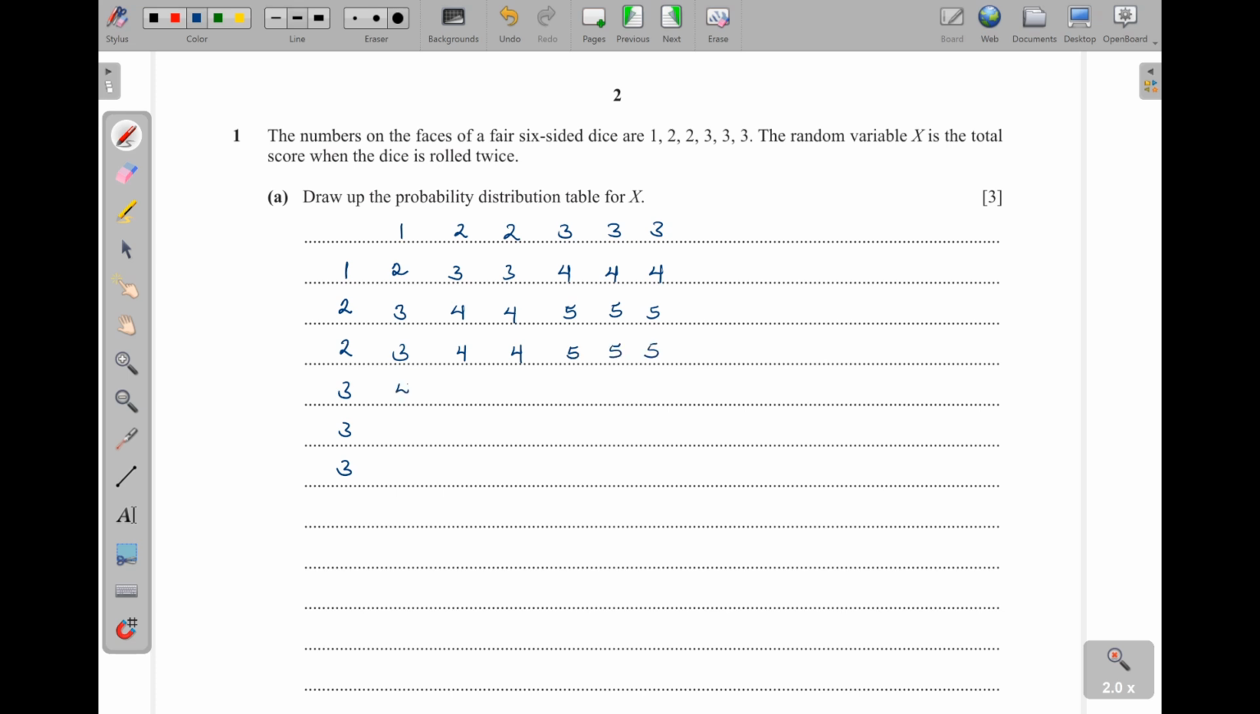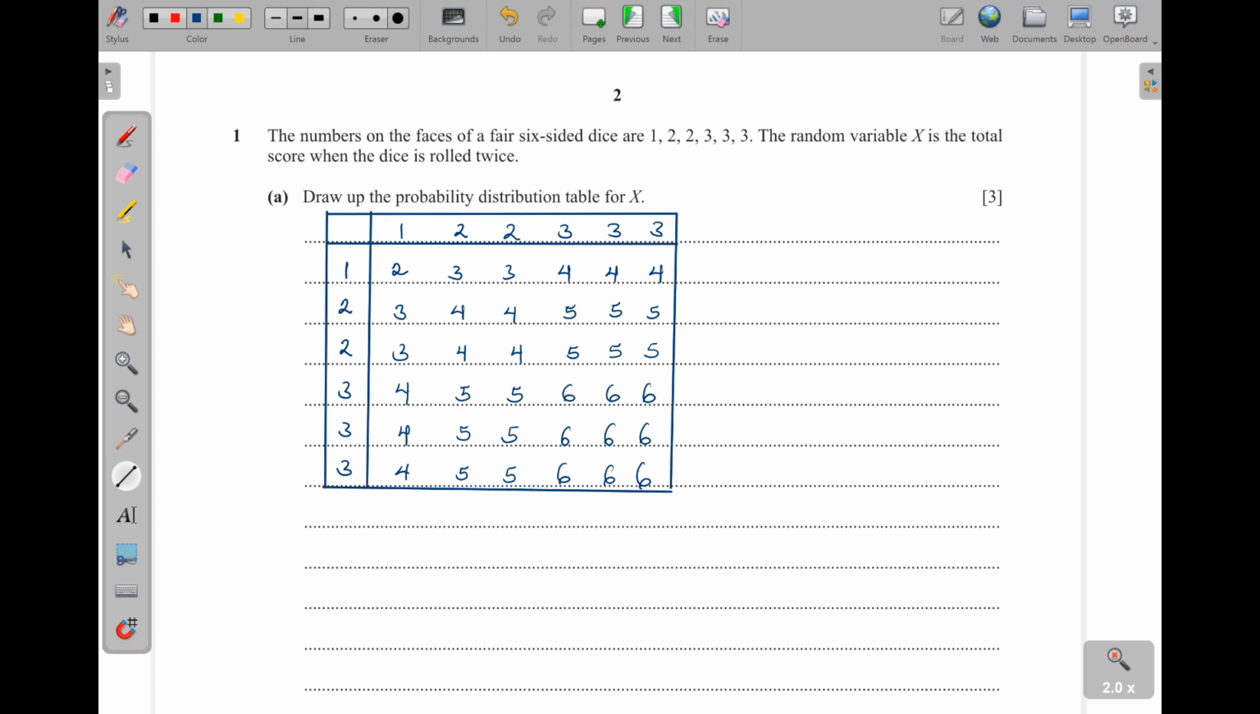And then here we have 4, 4, 4. Then 5, 5, 5, 5, 5, 5. Then 3 plus 3, of course, these ones are going to be 6 all through. That is going to be our possibility diagram. Let me put it in a table.